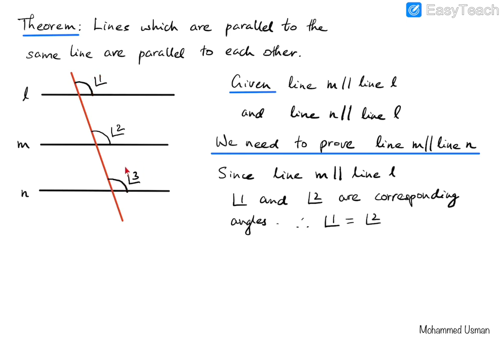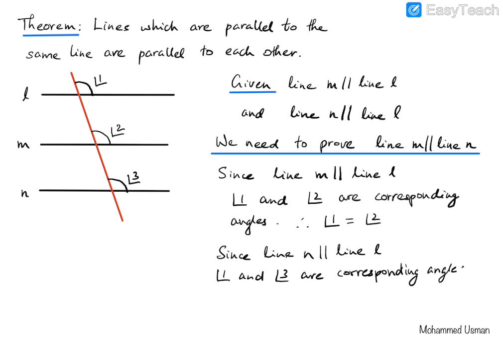Now what is the relationship between angle 1 and angle 3? Because they are corresponding angles, since we know that line N is parallel to line L, we say that angle 1 and angle 3 are equal. So again, since line N is parallel to line L, angles 1 and 3 are corresponding angles. Therefore, angle 1 is equal to angle 3.